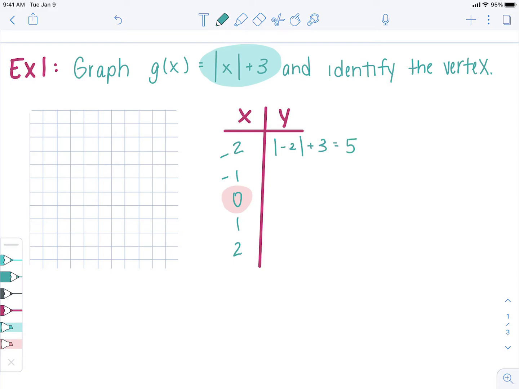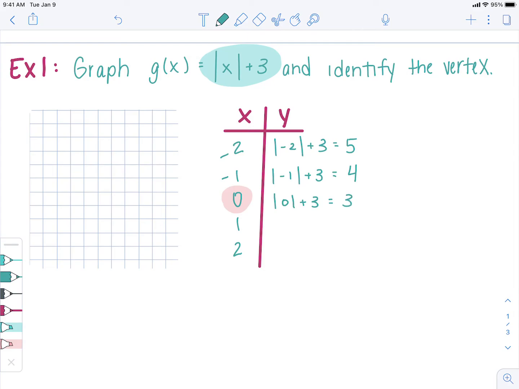Now I've got to do that for -1, so I'll have the absolute value of -1 plus 3, which gives me what? 4. Then I'm going to plug in 0, so I get the absolute value of 0 plus 3. The absolute value of 0 is just 0, and 0 plus 3 is 3.